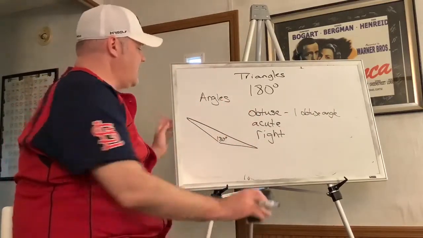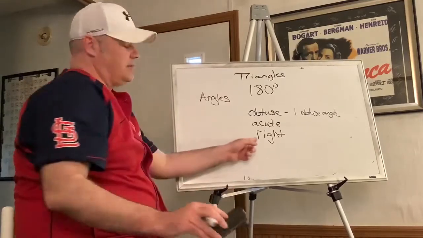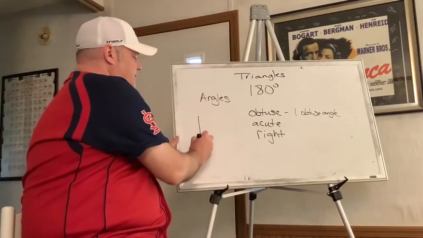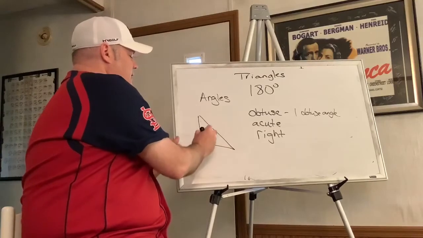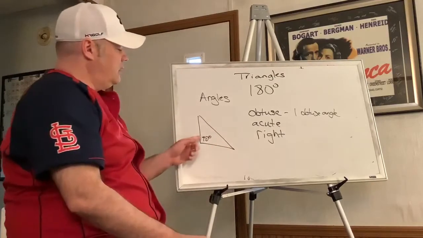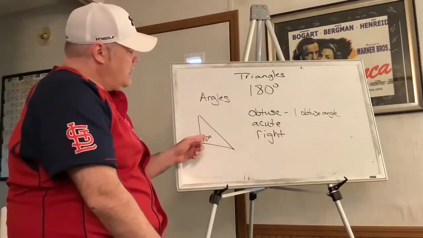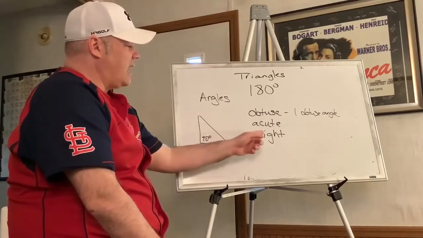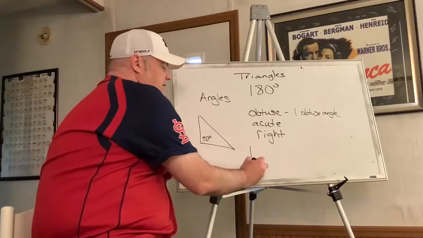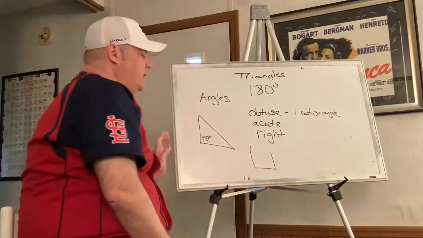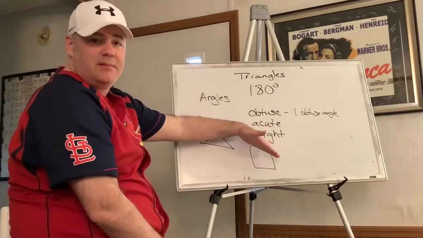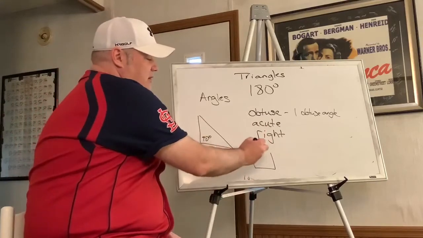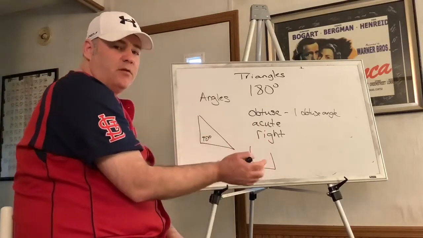Same thing with a right. I'm going to skip forward and hit the right because it falls into that same category. If that's 90, there's only one right angle in it. But let's say I have a 90 degree and put another 90 degree, well, there's no way those sides are ever going to meet and make just three sides. It's going to end up being four sides.